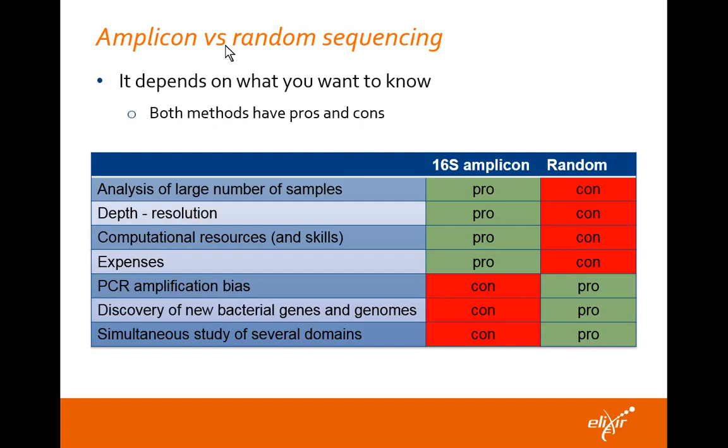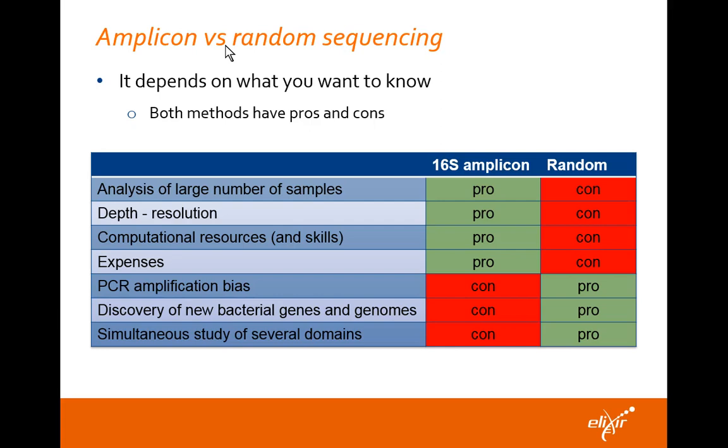So I put up a slide showing some pros and cons between 16S amplicon and random sequencing. We are mainly doing random sequencing, so I'm very pro random sequencing, but both methods have their pros and cons. When you do 16S amplicon sequencing, one of the disadvantages is, as we've heard earlier today, that the primers that you use aren't universal. You won't see everything that's in the sample, so you may miss out on certain taxonomic groups that you aren't able to amplify.